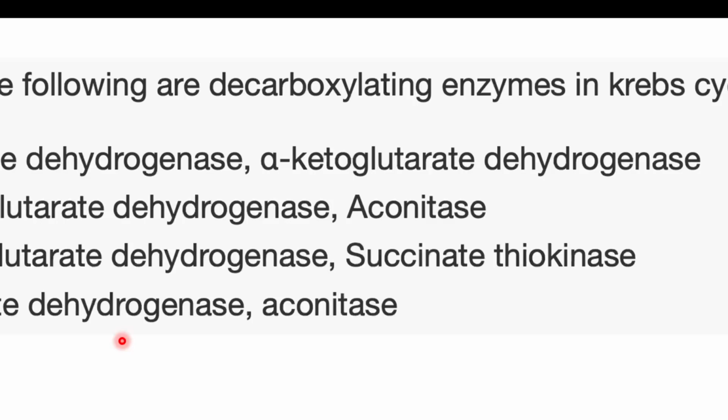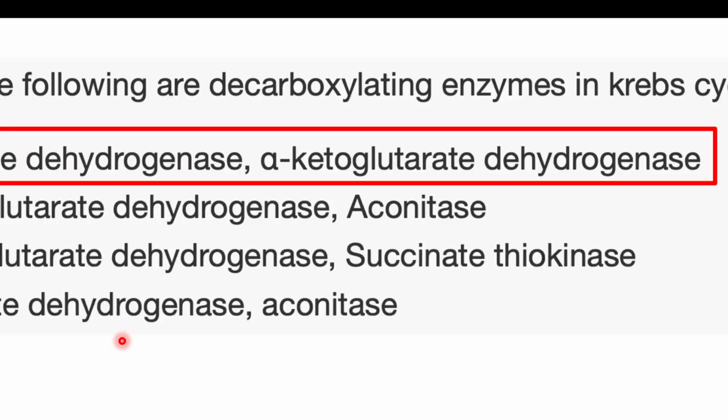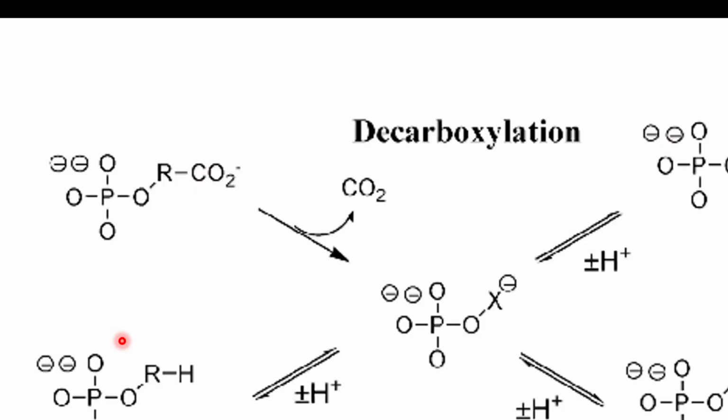Now, which of these enzymes are decarboxylating enzymes in the TCA cycle or Krebs cycle? The correct answer to this question is option A. I cannot emphasize enough that this is the correct answer. Well done, guys. Option A, isocitrate dehydrogenase and alpha ketoglutarate dehydrogenase. Now let us understand what decarboxylation is. As correctly mentioned in the chat box, decarboxylation is nothing but removal of a carboxyl group or a CO2 molecule from any reaction.